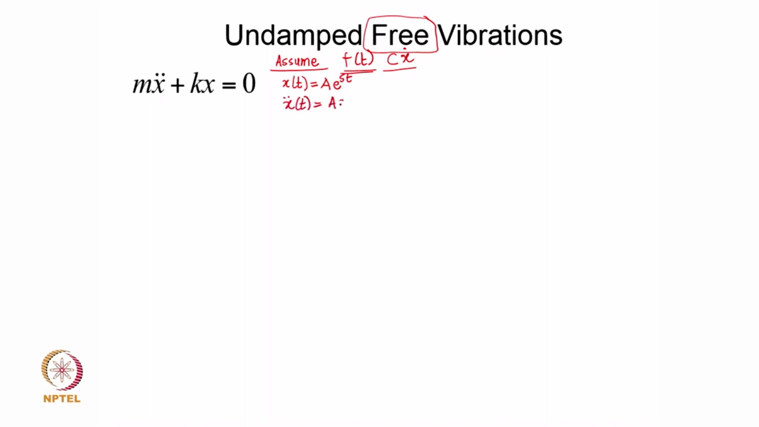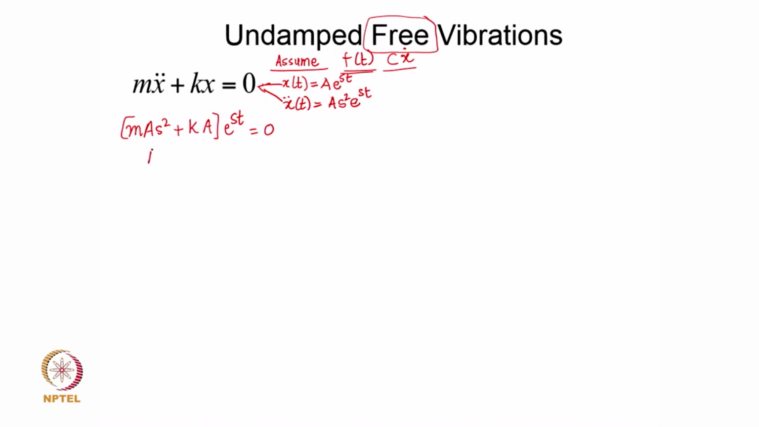When you substitute it, I hope all of you are familiar with all of these. If I want to find out the second derivative of x with time, this is what you will get. And therefore, if I substitute both of these into this governing equation, I will get (m s square plus k) into A, and e to the power s t is common and equal to 0. In fact, A will also get out.